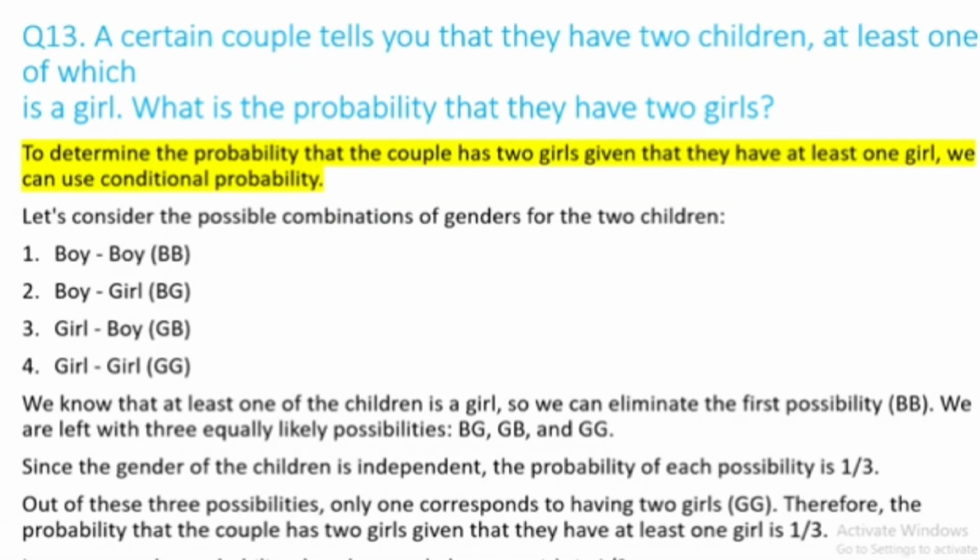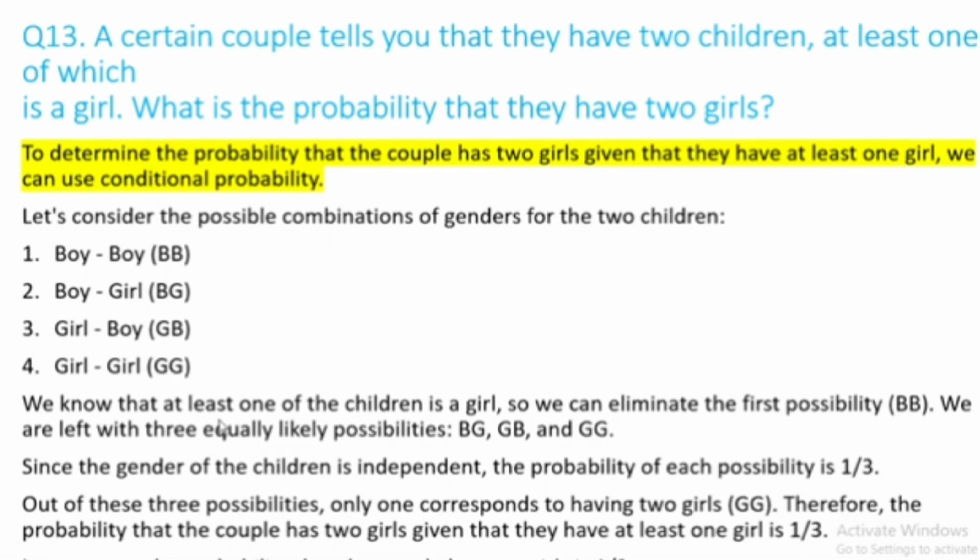Question number 13. A certain couple tells you that they have 2 children, at least one of which is a girl. What is the probability that they have 2 girls? To determine the probability that the couple has 2 girls, given that they have at least 1 girl, we can use conditional probability. Let us consider the possible combinations of gender for the 2 children. It would be number 1, boy boy, number 2, boy girl, number 3, girl boy, number 4, girl girl.